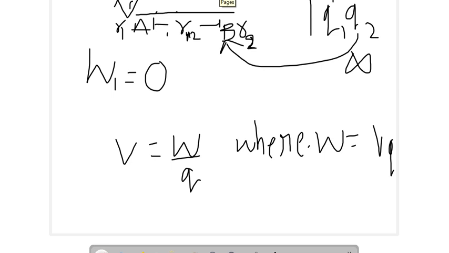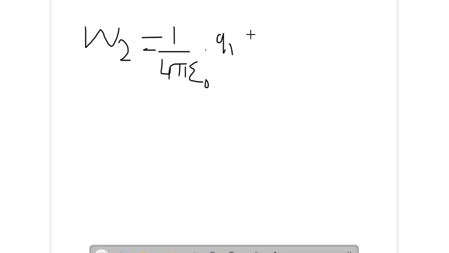Now, W2 can be written as, how? W2 can be written as the potential at a point B due to the charge Q1. So W2 will be 1 divided by 4 pi epsilon naught into Q1 into Q2 divided by R12. Okay, potential at a point B due to the Q1 charge.